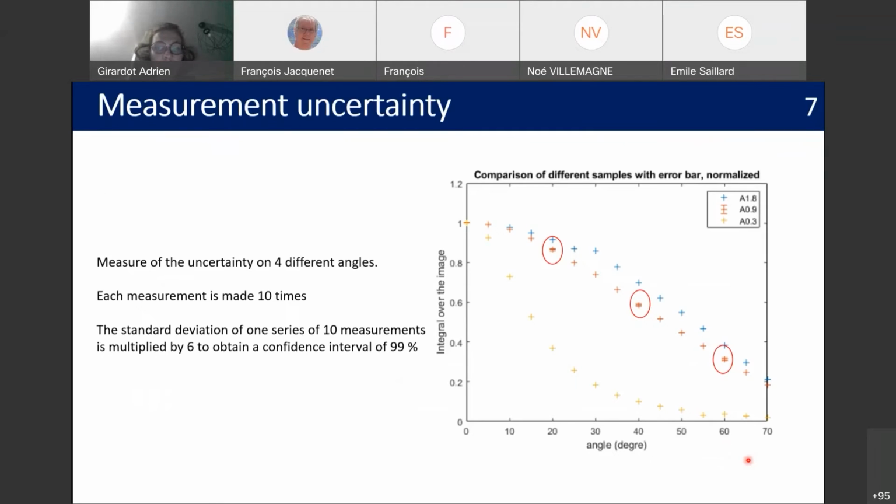And finally, we made uncertainty measurements. For 4 different angles, we made each measurement 10 times. And between those measurements, we moved the sample. As you can see here, the uncertainty is shown by those horizontal bars. And the uncertainty is very low compared to the difference between 2 samples. So our measurements are very repeatable.